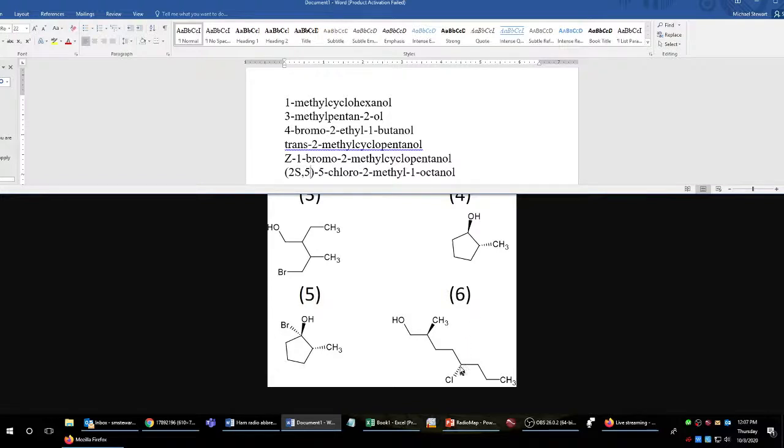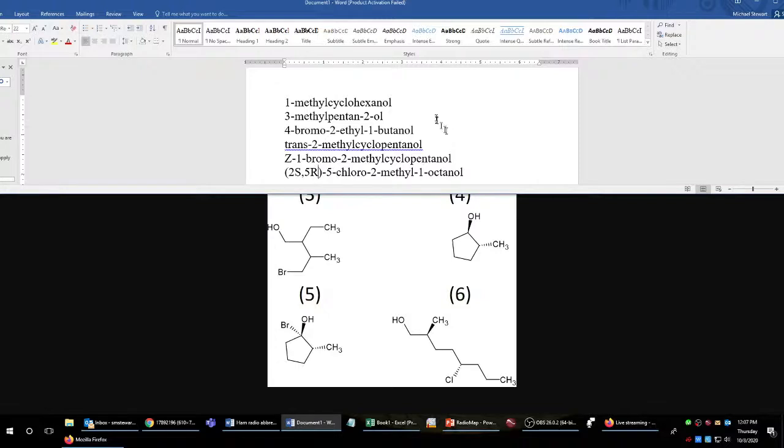And for this one, first point of difference. So chlorine is going to be number 1. That's going to be 2. That's going to be 3. It's actually backwards, so instead of being S, it's going to be R. So it's 2S, 5R, 5 chloro, 2 methyl, 1 octanol. So that's how you name these compounds.